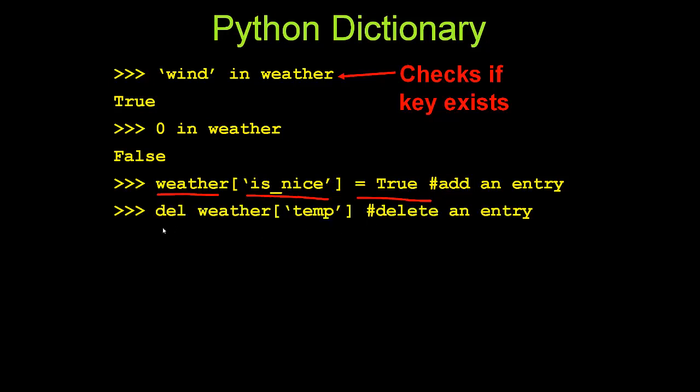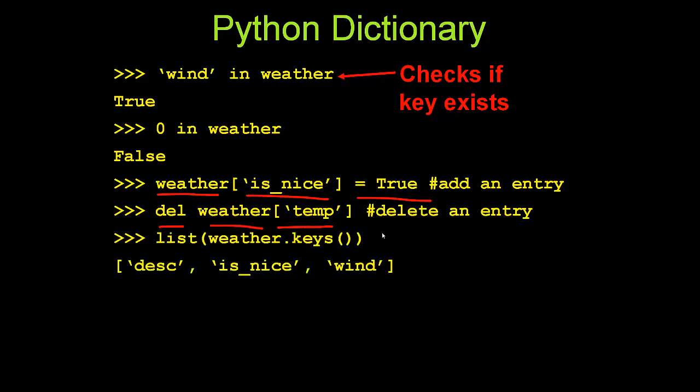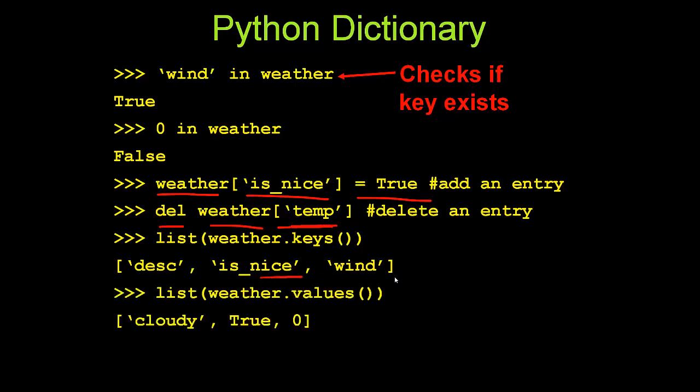So you can also do del whether temp. Okay, this deletes an entry from a dictionary. And now if you list whether.keys, whether.keys gives you all the keys in the dictionary. And what happens is that is nice is now a key, right? And temp is no longer a key, it has been deleted. Okay, and if you do whether.values, you get the list of all the values.